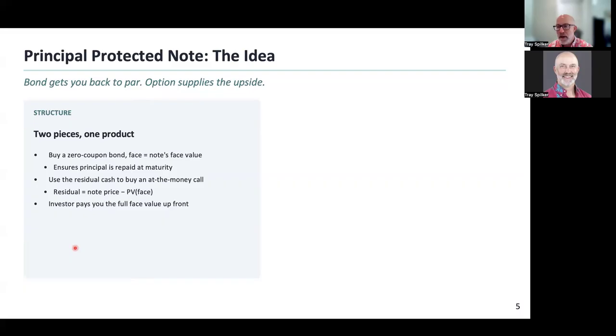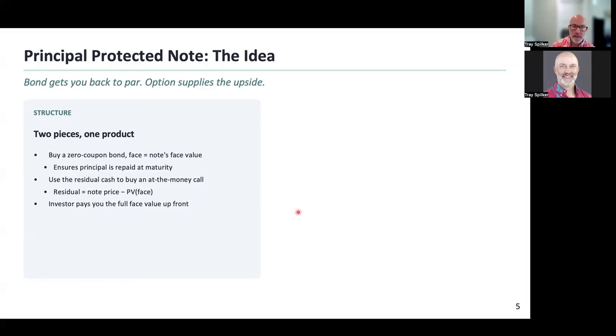Well, easy enough, right? We can buy a zero coupon bond, because we know zero coupon bonds sell at a discount to face value. So we get that principal that's repaid at the maturity level. And then any residual cash between what the investor gives us and the cost of the discounted zero coupon bond, then we can buy a call option, right? And so what's left over effectively then is what we can pocket as the investment manager here. Okay.